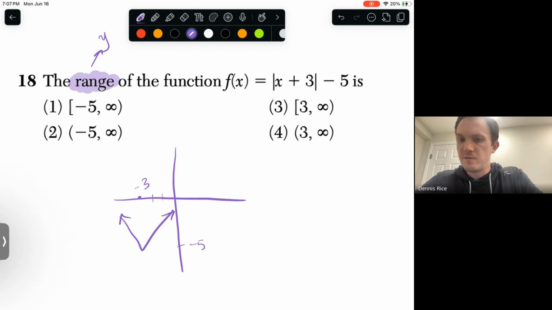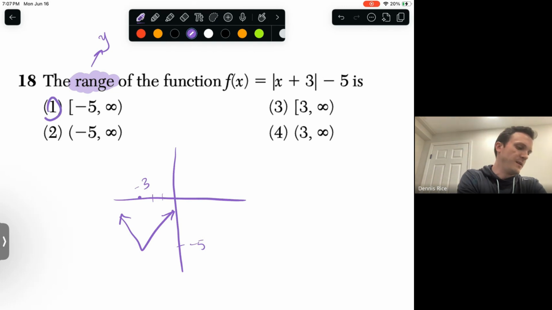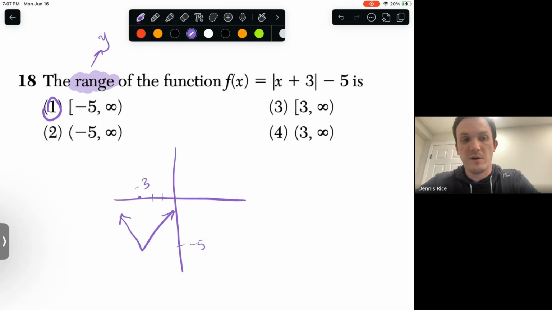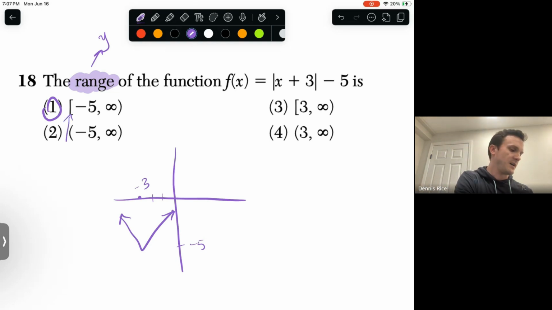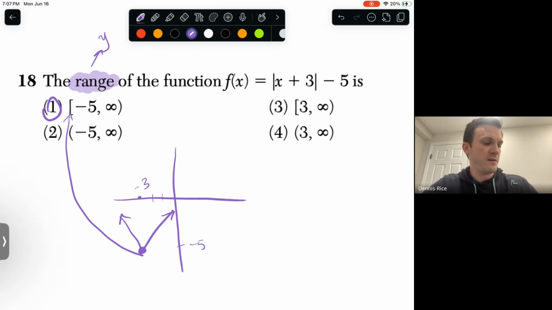So what would the range of this be? Choice 1, -5 to infinity. The difference between 1 and 2 is a very small one. So it does boil down to, do you know the difference between a bracket and a parentheses? The bracket tells me, hey, I could actually touch or equal this point here. My line's a little off.